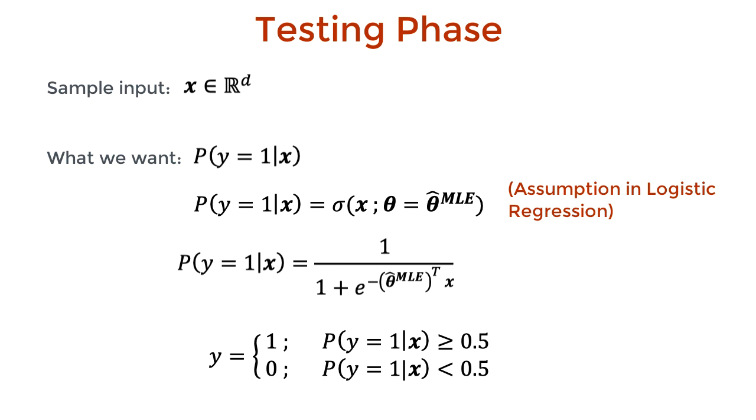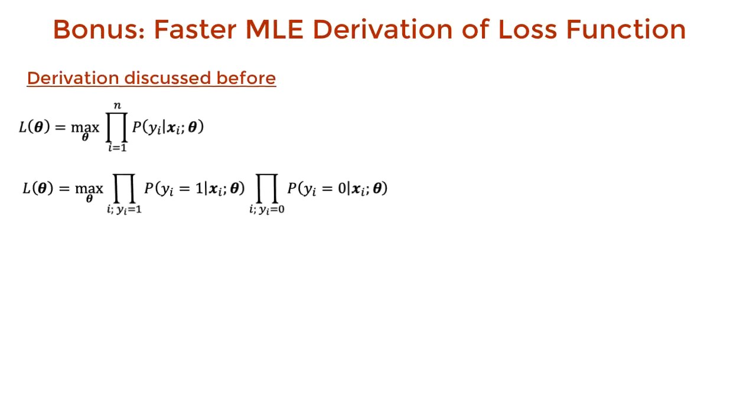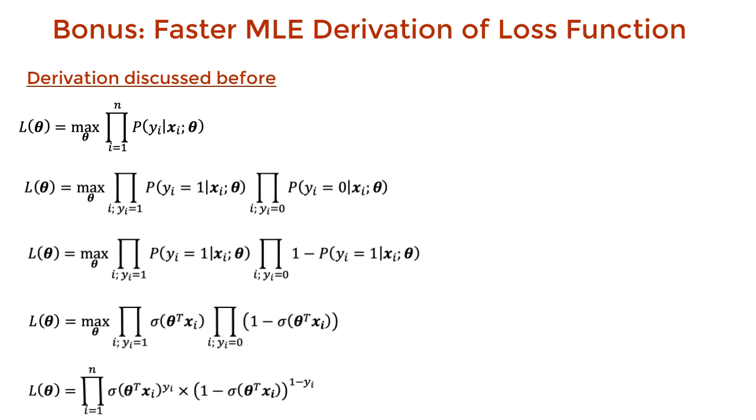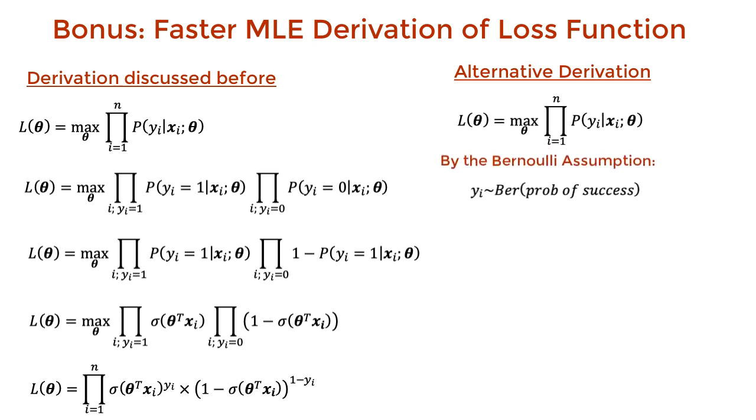This wraps up the math intuition for the training and testing phases. But as a final parting gift, let me throw in a bit of a bonus here. There is an alternative, faster derivation of the likelihood equation. So remember, we have this likelihood equation here, and we know that yi is a Bernoulli random variable, as it can only take on two values, that is 0 or 1. Bernoulli variables have one parameter, that is the probability of success. But in logistic regression, this is the same as the sigmoid function because we make that assumption.